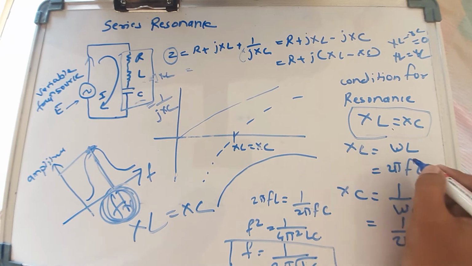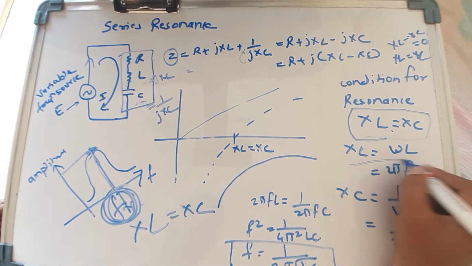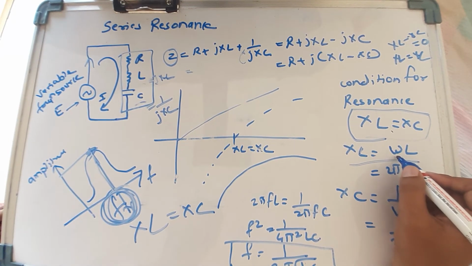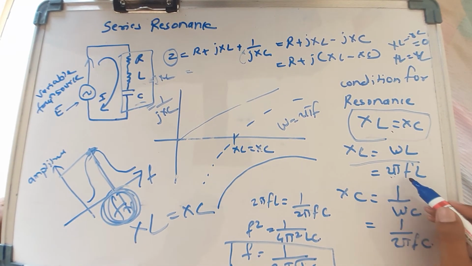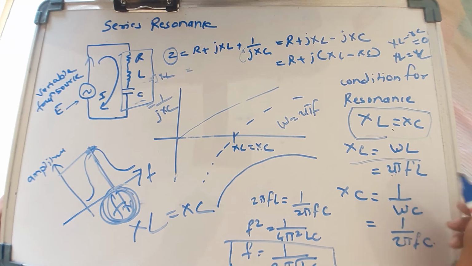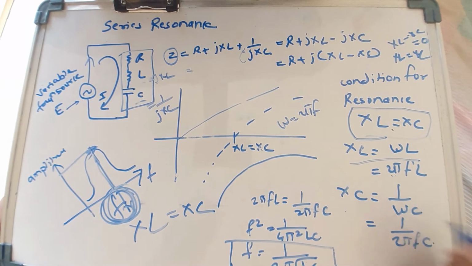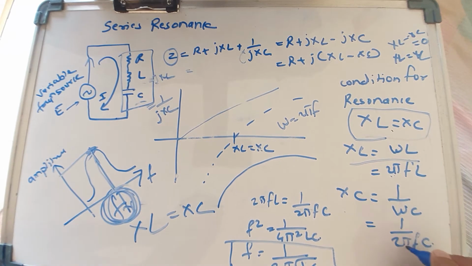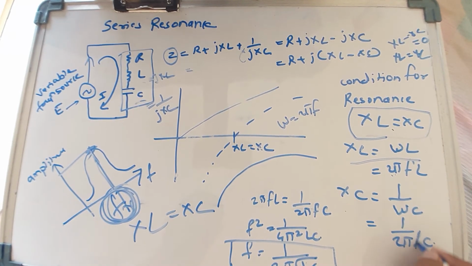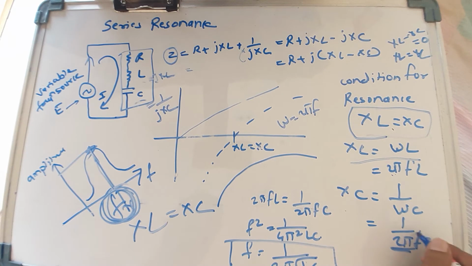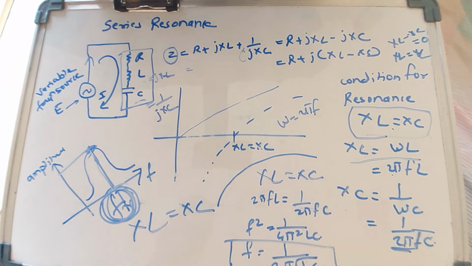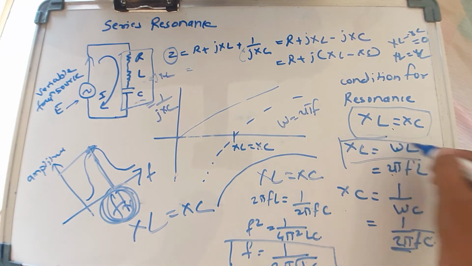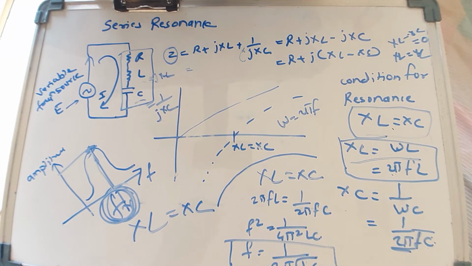So XL equals omega L, where omega is the angular frequency, and omega equals 2 pi f. So XL equals 2 pi f into L. Similarly, XC equals 1 upon omega C, so XC equals 1 upon 2 pi f C. Already we have the formulas: XL equals 2 pi fL and XC equals 1 upon 2 pi fC.